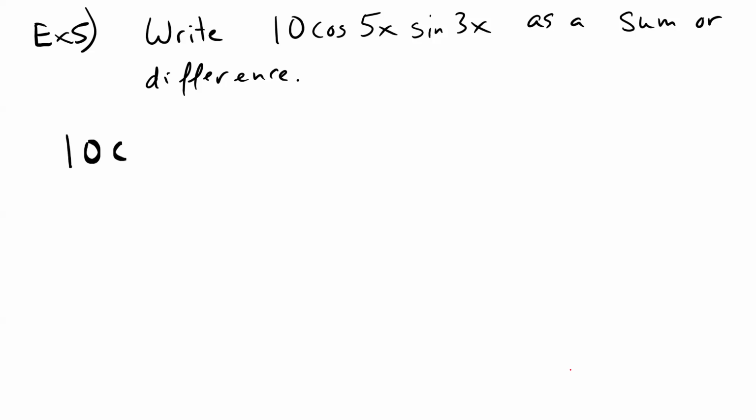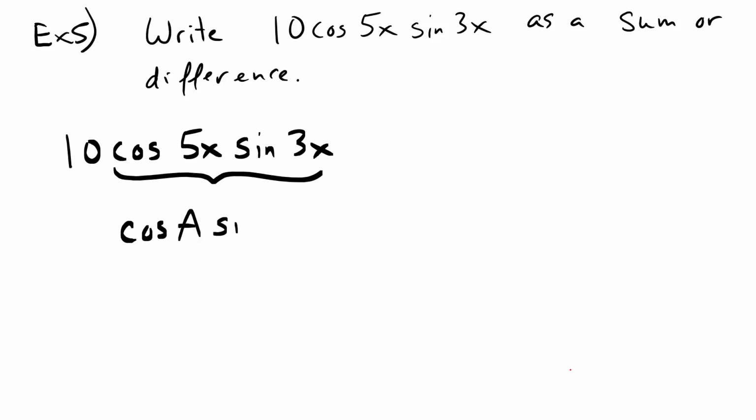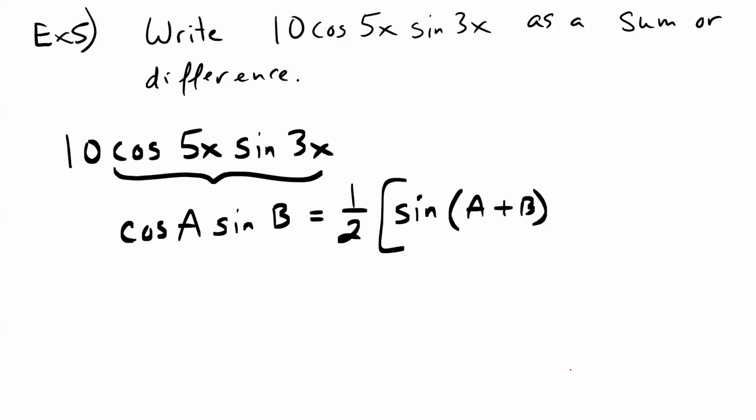So if I were to write this out, let me just write this out over here on the bottom. The formula I'm going to use is cosine of A sine B. Are we good there? So my A technically is 5x, and my B is 3x. But let me write down the formula. The formula is 1/2 of sine of A plus B minus sine of A minus B. That is my formula.